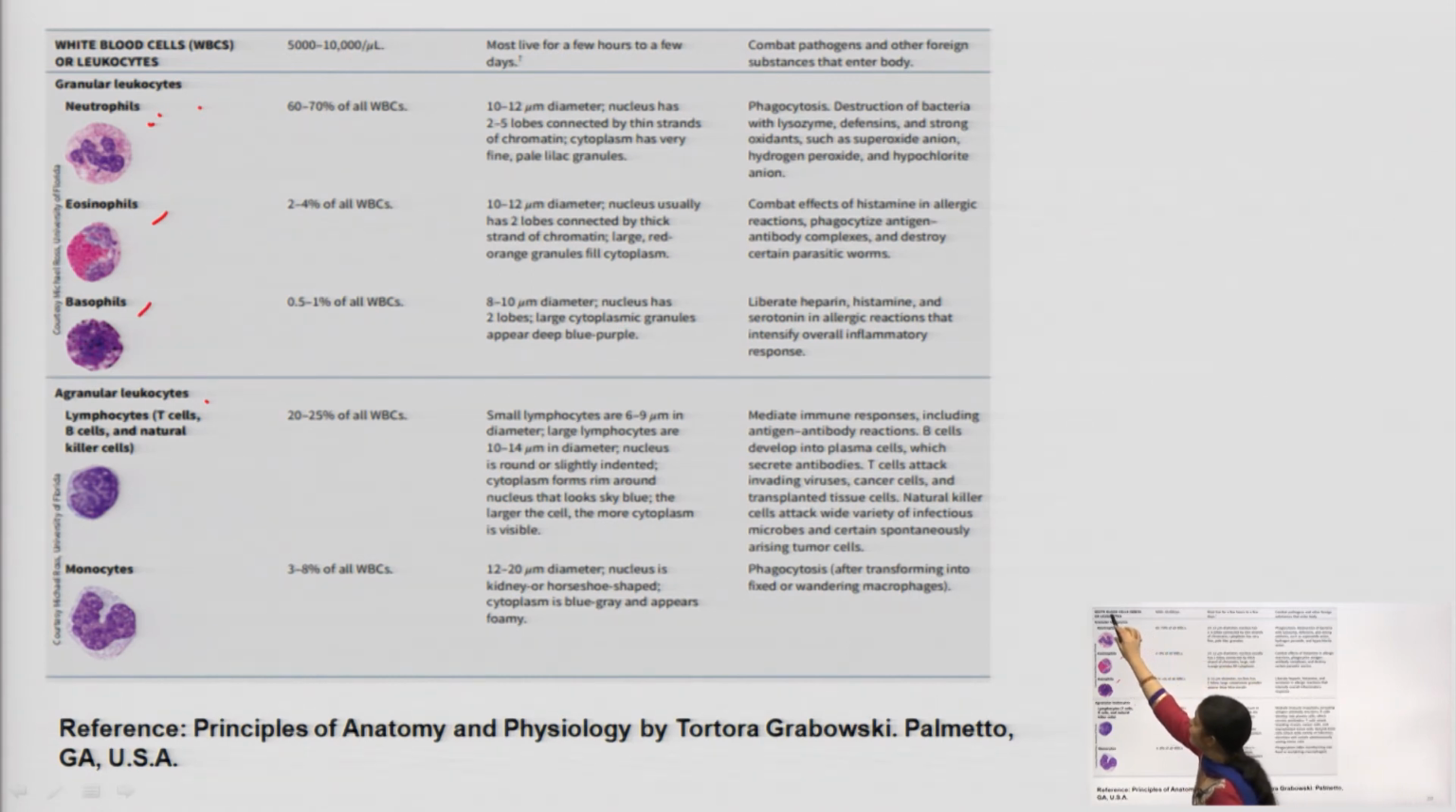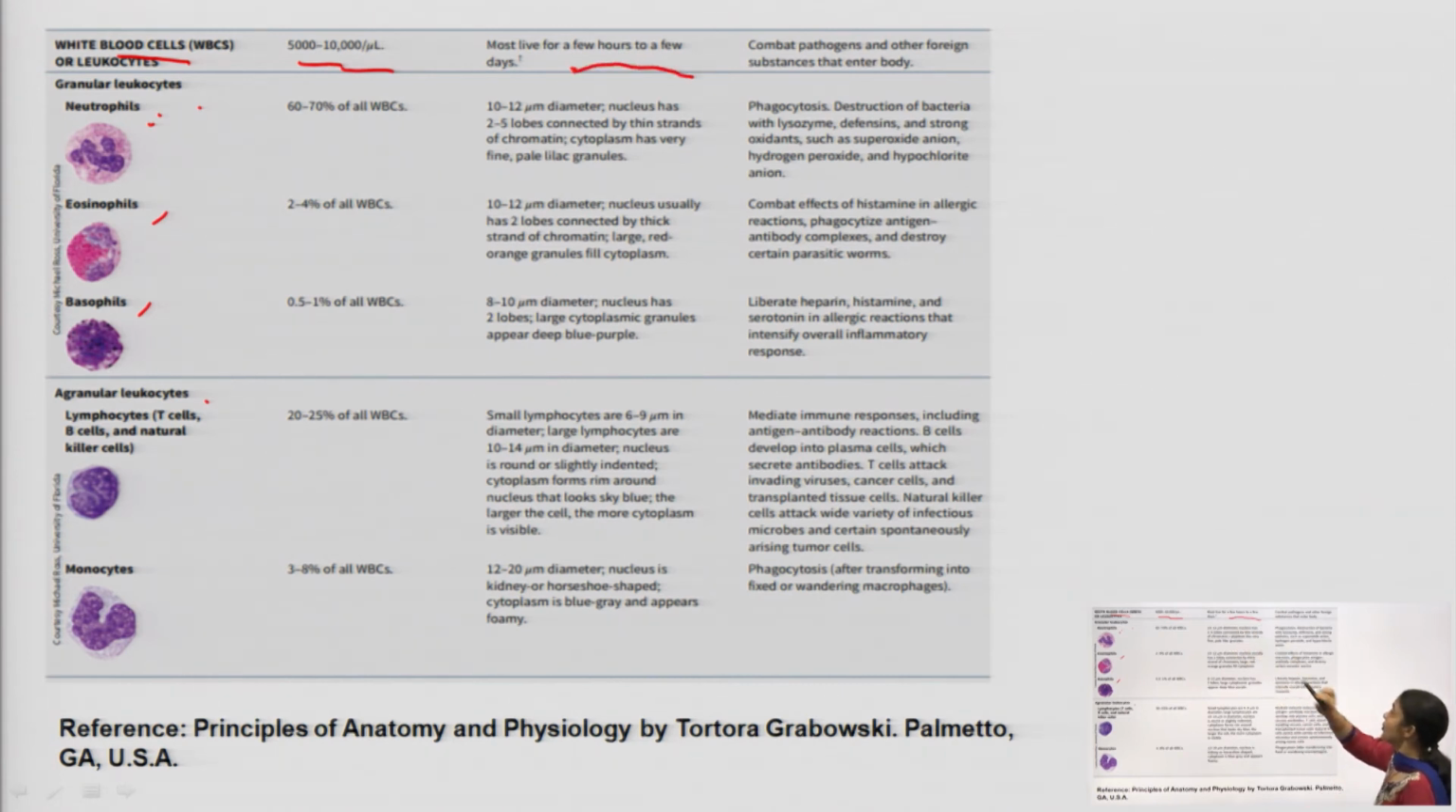The normal count of white blood cells is 5,000 to 10,000 per microliter, and they can live for a few hours to a few days. Their main function is to combat pathogens and other foreign substances that enter the body, meaning they fight against pathogens.